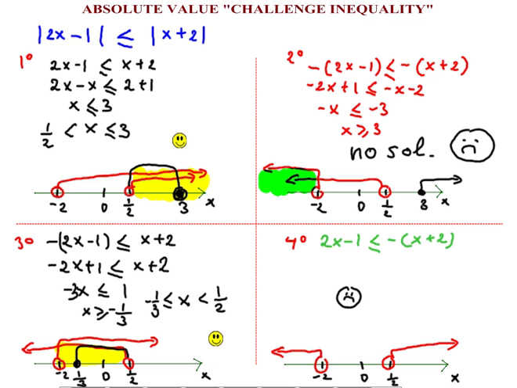So in summary, we have this and that. And please make note, these two sets are disjoint sets, that both sets satisfy the solution for that inequality.